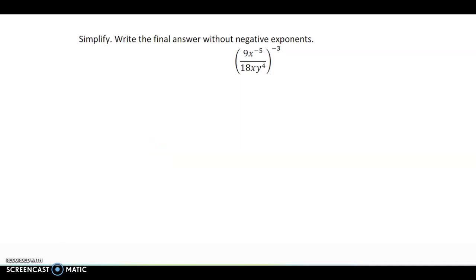Simplify. Write the final answer without negative exponents. So on these type of problems, there's really a few ways you can do it, but I will show the way that I would go about this.